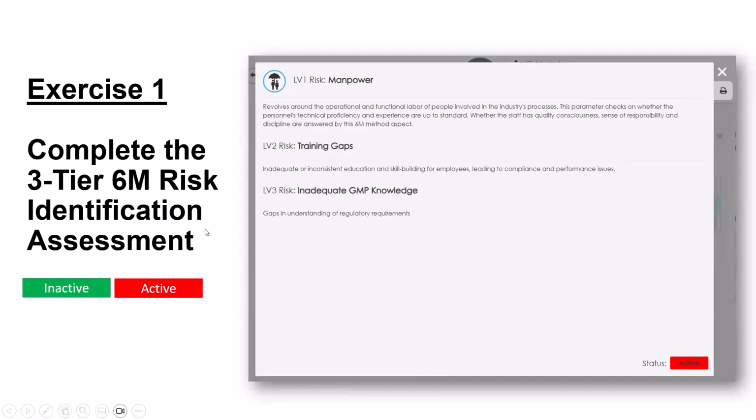So the first thing you want to do, you want to teach every person in the company to take those 6 risk cards that I showed you with the 3 tiers and understand them inside and out and marry them to their processes. So for example, manpower, there's the description you saw in tier 1. Here's a level 2 risk, training gaps, inadequate or inconsistent education and skill building for employees leading to compliance and performance issues. So that's level 2. Level 3 is inadequate GMP knowledge, gaps in understanding of regulatory requirements. So this here, level 3 is what you're really zooming into. You're going to go to every process in your portfolio and say, is there inadequate GMP knowledge? And how do you do that?